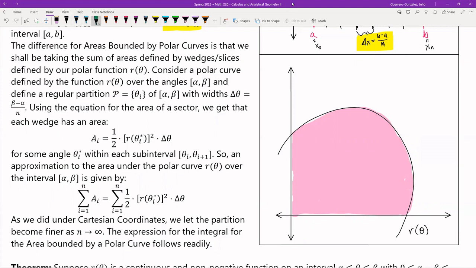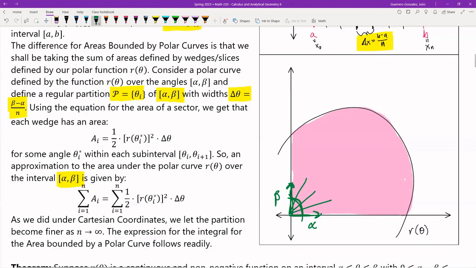Let's say we wanted all of these angles. Let's say our angle was from A, actually, let me not use A, let me use alpha, to some angle beta, which is straight up that way. So what we're going to do is take my alpha and beta interval and break it up into smaller subintervals. I'm going to divide it up into smaller angles, each with an angular width of delta theta, which is beta minus alpha divided by n.